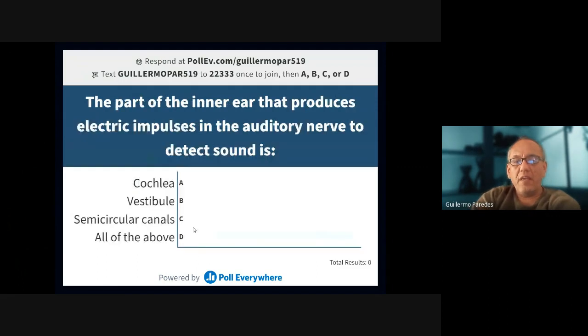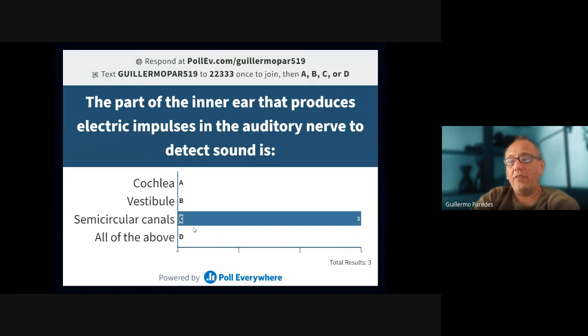The part of the inner ear that produces electrical impulses in the auditory nerve to detect sound is. The part of the inner ear that produces electrical impulses in the auditory nerve. All right, so that's okay to me. Listen.